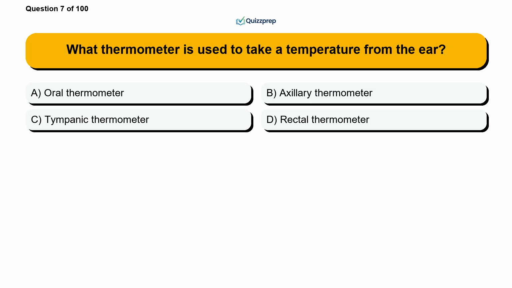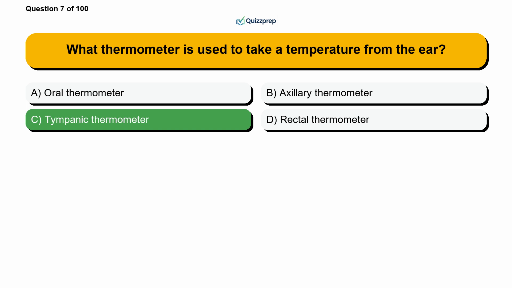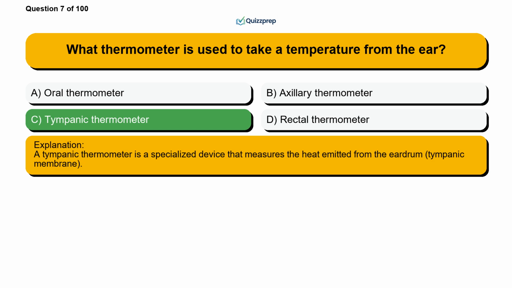Question 7. What thermometer is used to take a temperature from the ear? Option A, oral thermometer. Option B, axillary thermometer. Option C, tympanic thermometer. Option D, rectal thermometer. The correct answer is option C, tympanic thermometer. A tympanic thermometer is a specialized device that measures the heat emitted from the eardrum, the tympanic membrane.